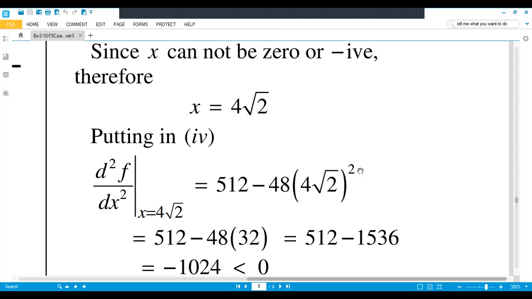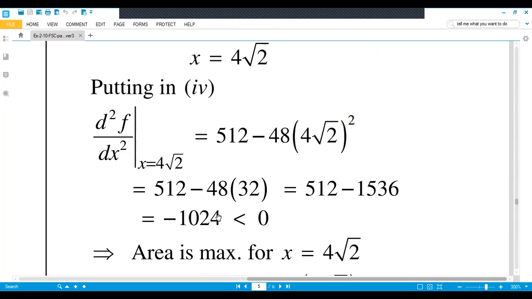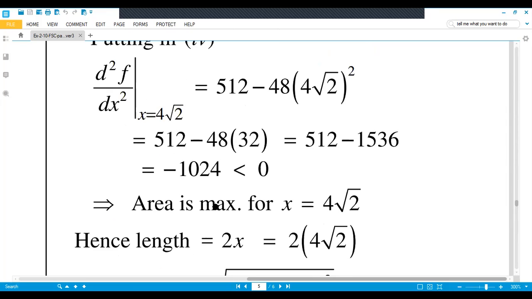When you put 4 under root 2, the under root 2 and under root 2 cancel, and 4 times 4 is 16, 16 times 2 is 32. So 32 multiplied with 48, we get this value, and it is a negative number. So the area is maximum for x equal to 4 under root 2. Why maximum? Because it is coming less than 0, and when it is less than 0, it means it is maximum.